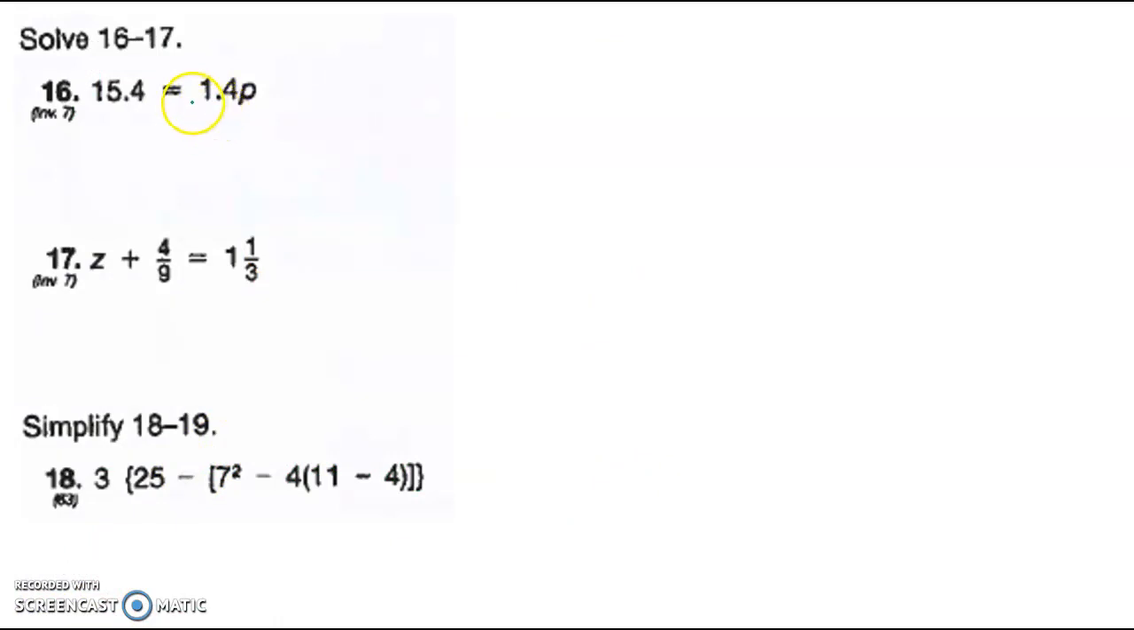Okay, so let's talk about how to solve this. We want to get p by itself. So we have to divide by 1.4, divide by 1.4. The 1.4's cancel, p comes down, the equals comes down. 15.4 divided by 1.4 is 11.